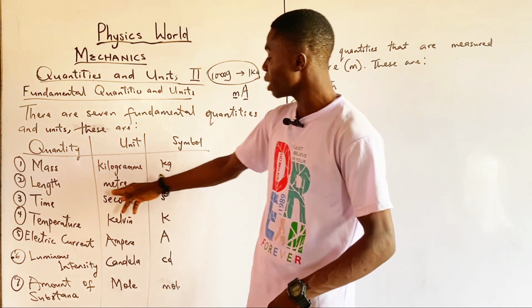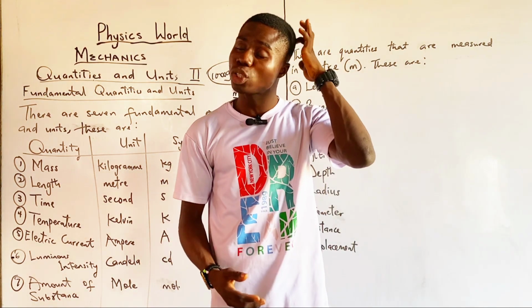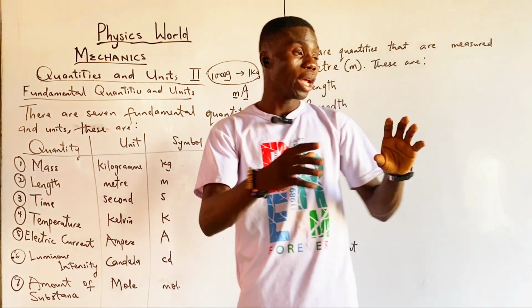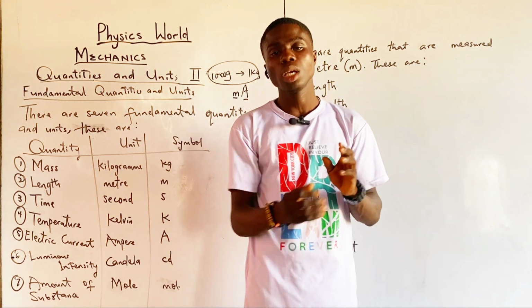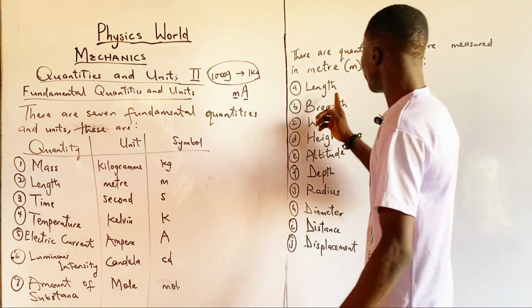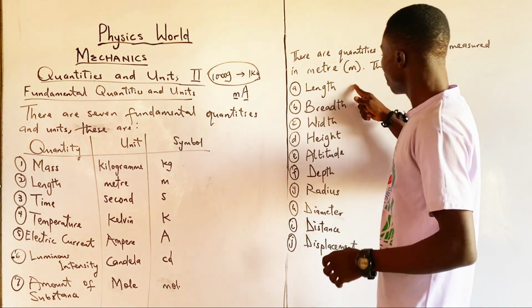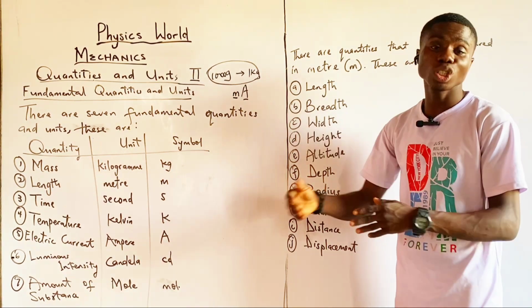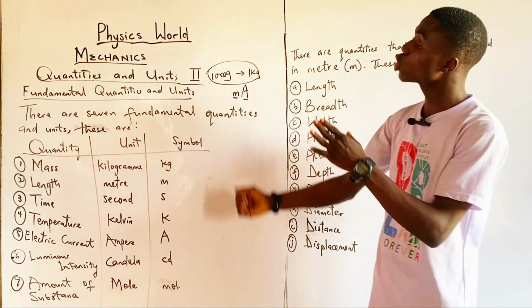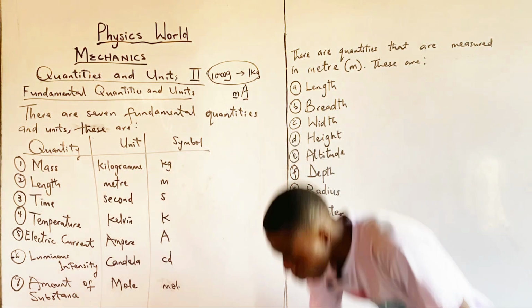It is not only length that is measured in meter, we all know. So there are many quantities that are measured in meter. Whenever you see them in your calculation, you'll be able to know the unit of this quantity. Length, and we all know length. Maybe you want to calculate the length of an object, it is measured in meter. The breadth, the width. The breadth is the second length, the shorter one. Length is longer than breadth.